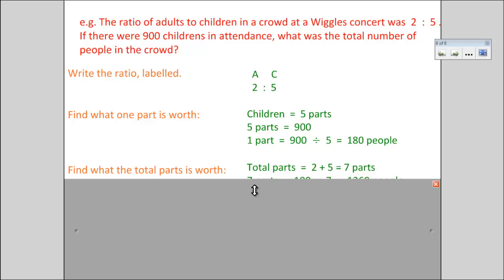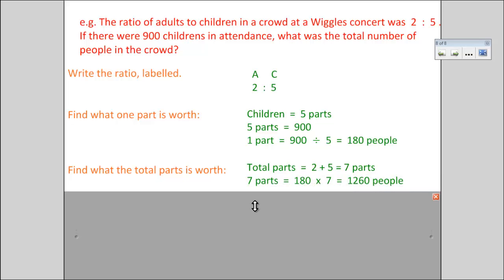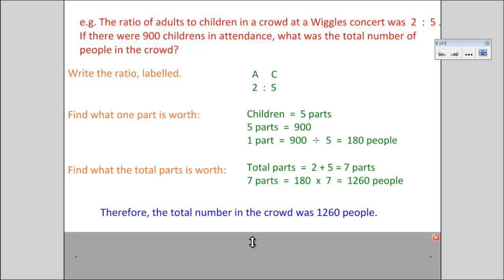The last step, which is what we're after, is the total number of people in the crowd. If we want the total number, we need the total parts, which we go 2 plus 5, adults and children, 7 parts to this ratio. So if one part is worth 180, 7 parts is worth 180 times 7, 1,260 people in the crowd.